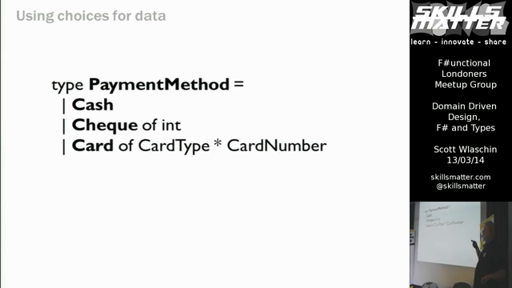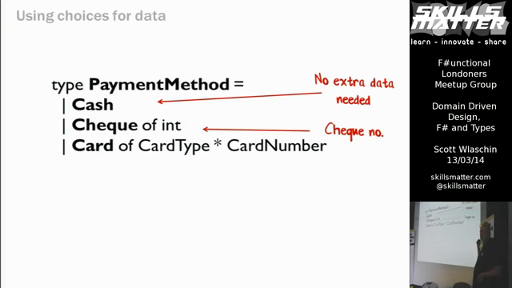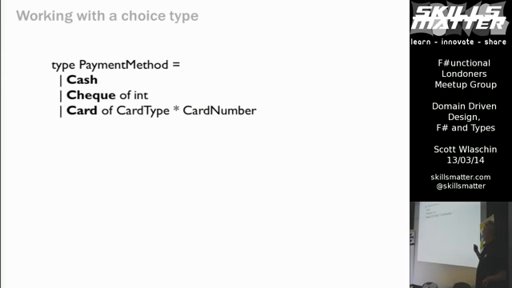The best way to model that is a cash or check or card. That's a very natural way of modeling that particular system. Notice that with the cash, I don't actually need any extra information. For the check, I have a check number. And for a credit card, I have 2 pieces of extra data, the card type and the card number. So not only can I model the fact that there's 3 different payment methods, but I can attach data to each individual one. So let's see how I would actually use that in practice.